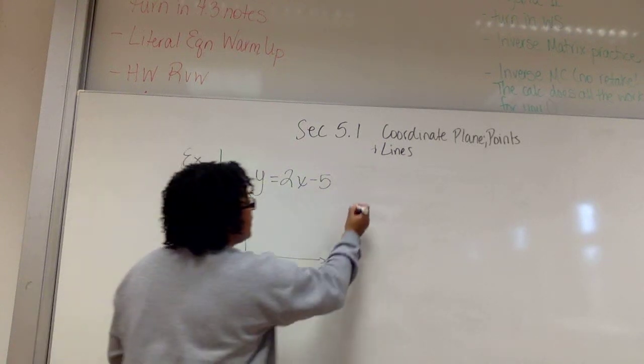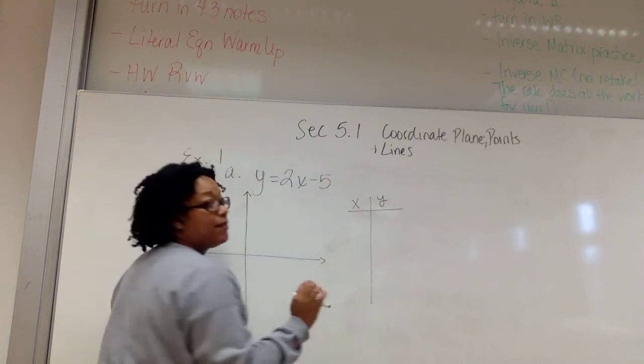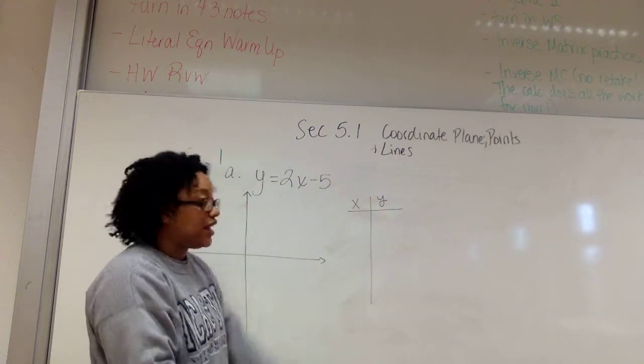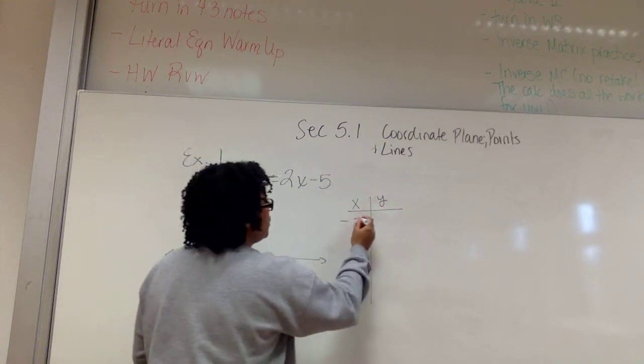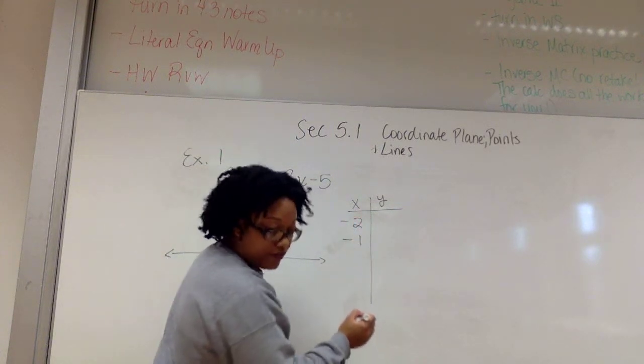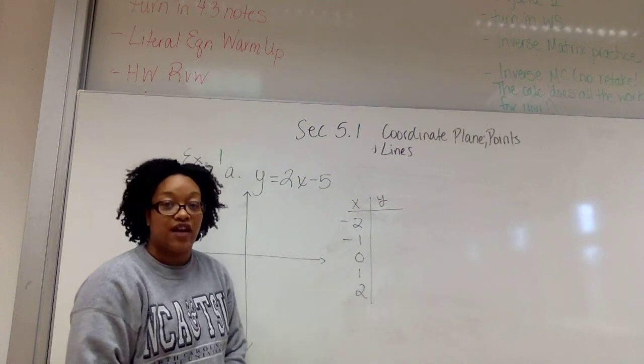So we're going to start off making a quick xy table. And I'm going to take my values in my domain and put them here in my x column. So that's -2, -1, 0, 1, and 2. That's all my x values.